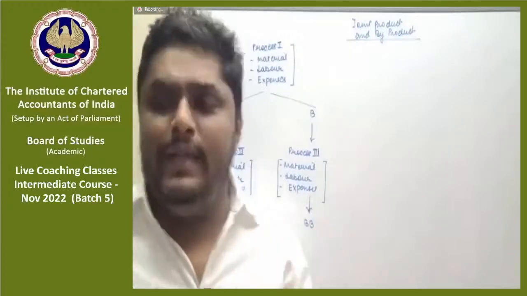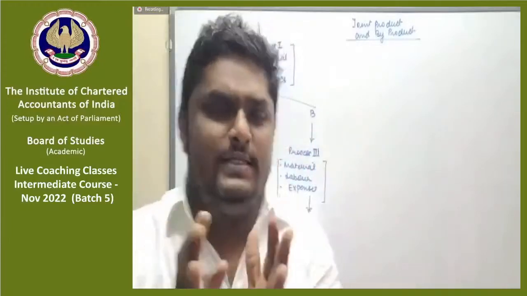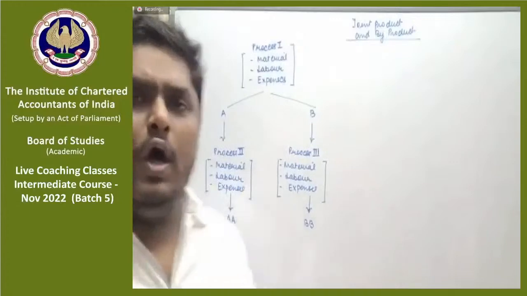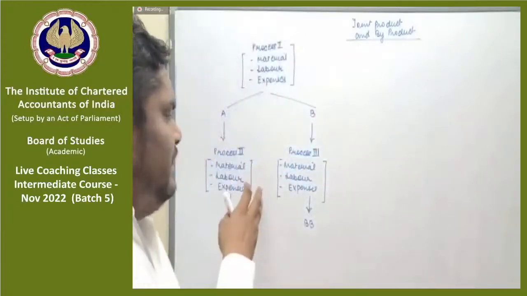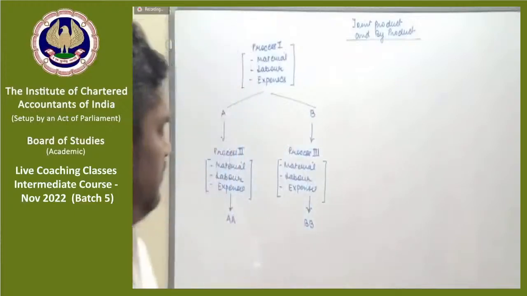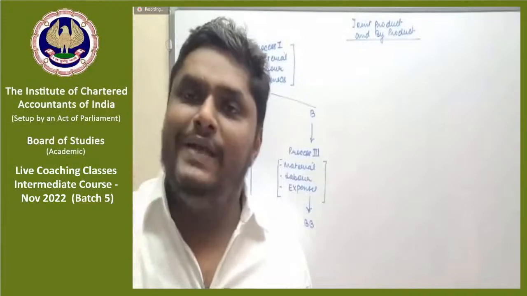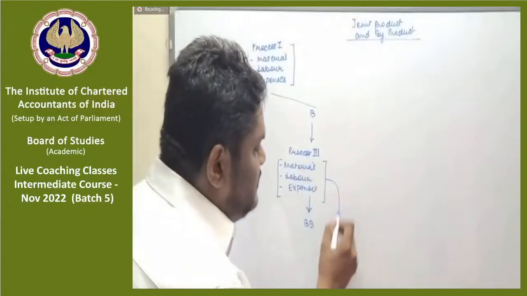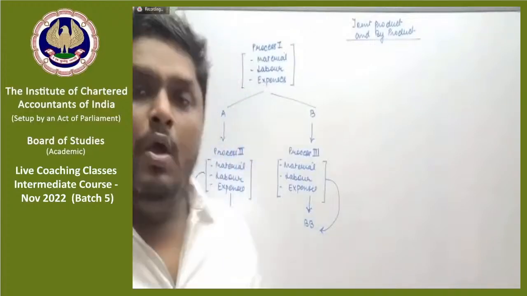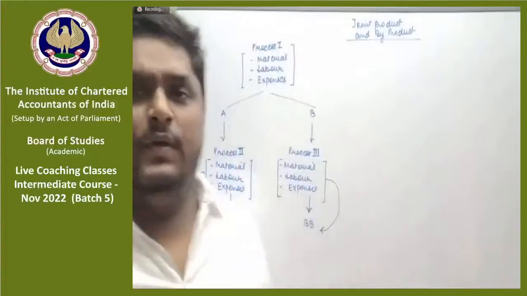Now, my point is, whatever the cost that is incurred in process second belongs to AA. Whatever the cost that is incurred in process third belongs to BB. My point is, what about the cost of process first?